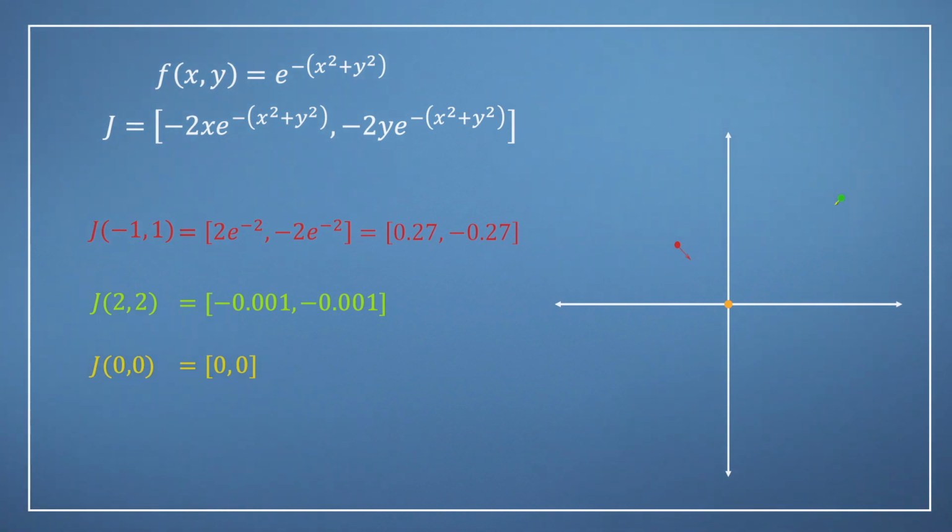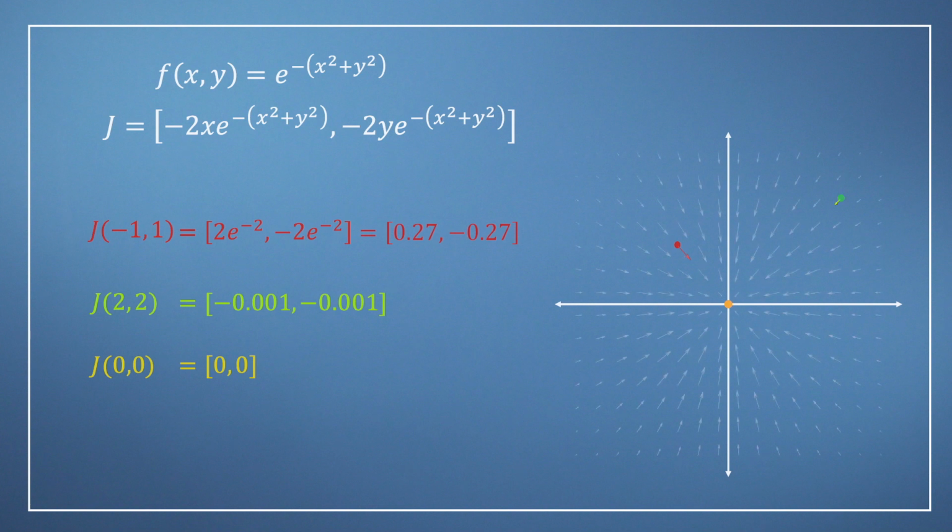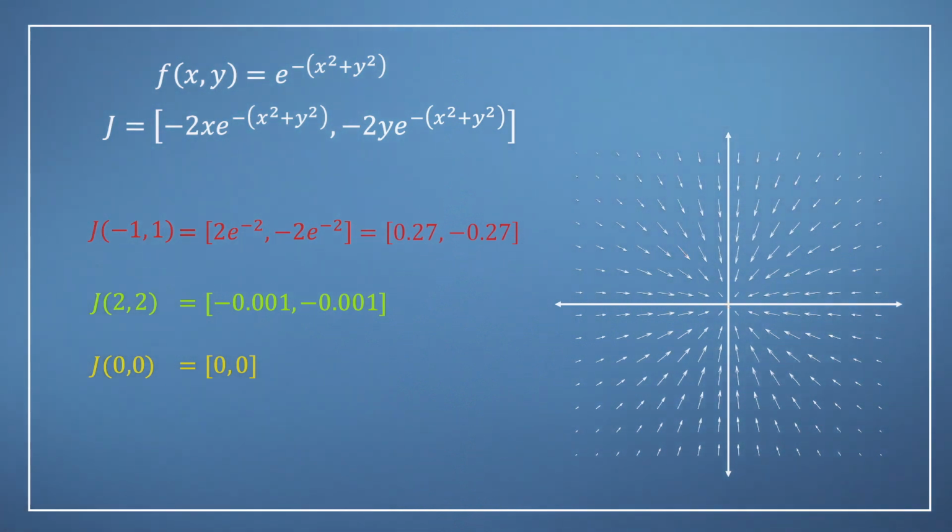Either this point is a maximum, minimum, or something called a saddle, which we'll cover later in this module. However, if we now reveal the rest of the Jacobian vector field, it becomes clear that the origin must be the maximum of this system.